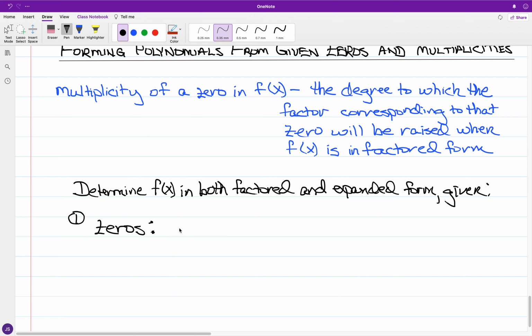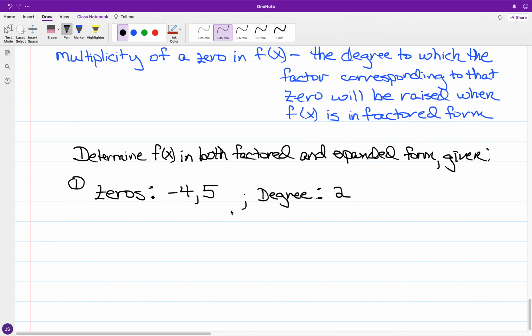So you have the zeros, and we'll say that we have -4 and 5. And we'll say that the degree of the polynomial function, since these are going to have multiplicity 1, and again, I'll explain that in just a moment, we have 2 zeros, and the number of zeros we have and the degree will match up.